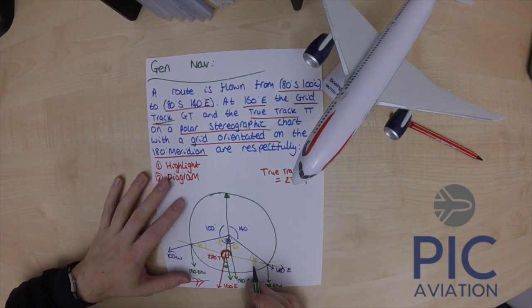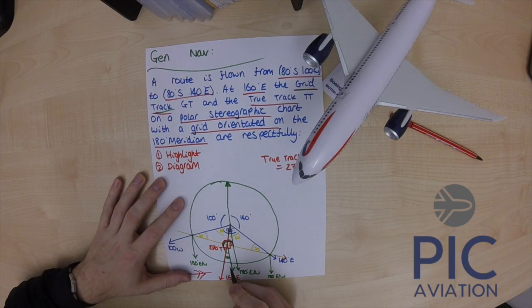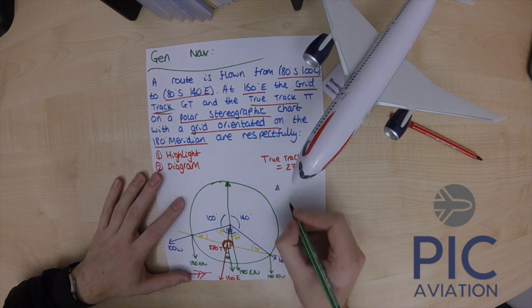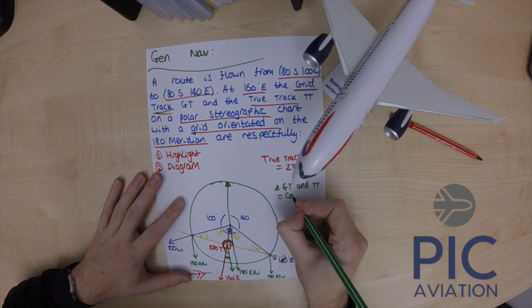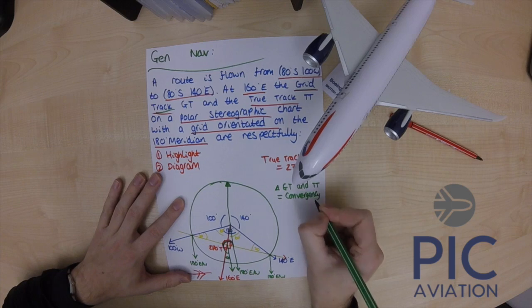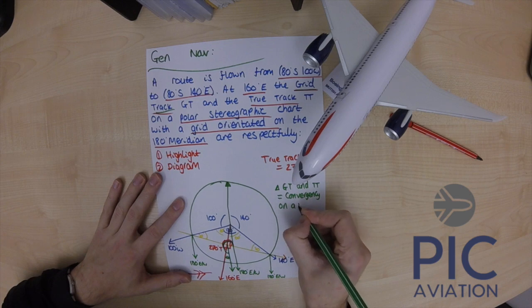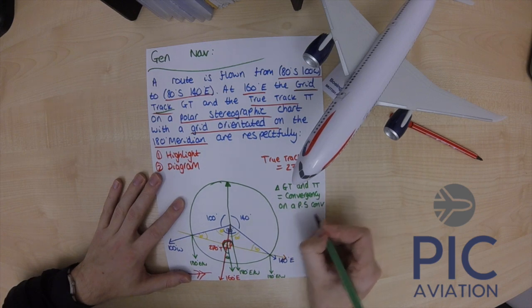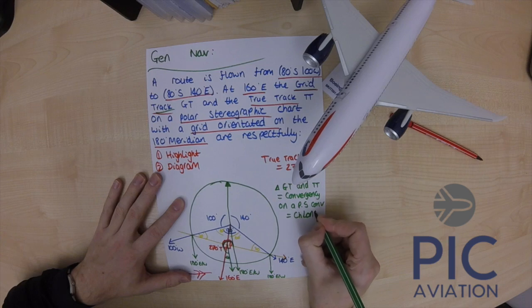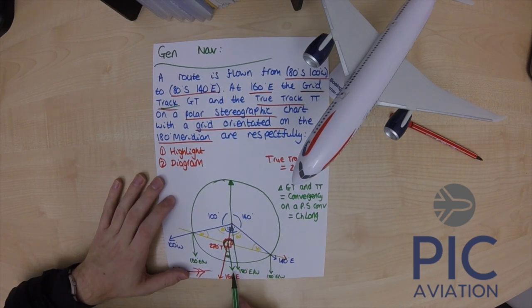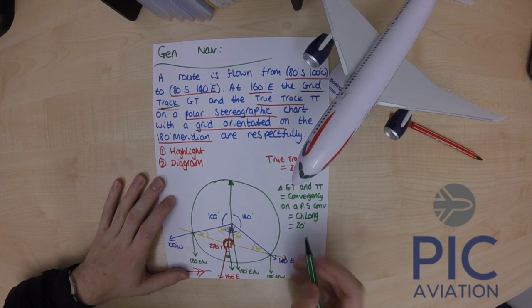Now, the difference, I'm going to put the difference as a triangle between grid track and true track is convergency. Now on a polar stereo, on PS, conv equals chlong, the change in longitude. And the change in longitude between 180 degrees west and east, the antimeridian, and our reference of 160 degrees east is obviously just 20 degrees. So the difference between our true track and grid track is 20 degrees.